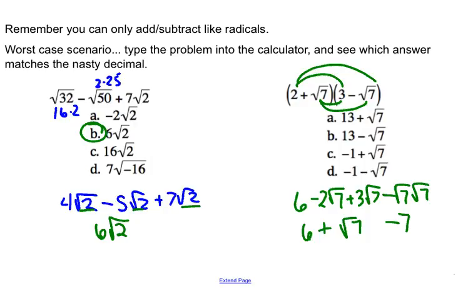Now, if you stop and look, this answer doesn't appear up there because you need to combine your 6 and your negative 7. Negative 1 plus root 7, and that looks like this. Pretty straightforward. Just be careful with your negative, and remember that root 7 times root 7 is 7. Let's move on to the next one.